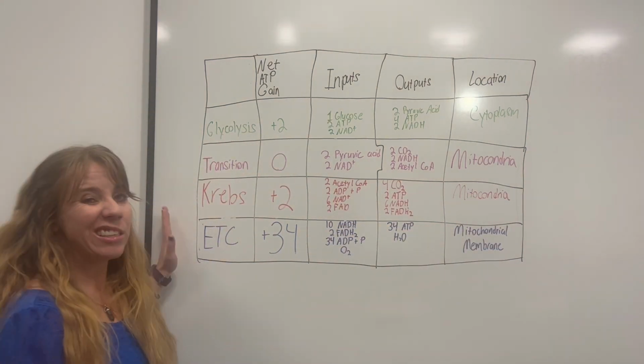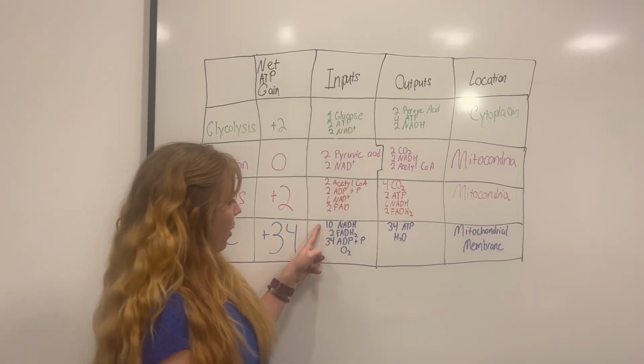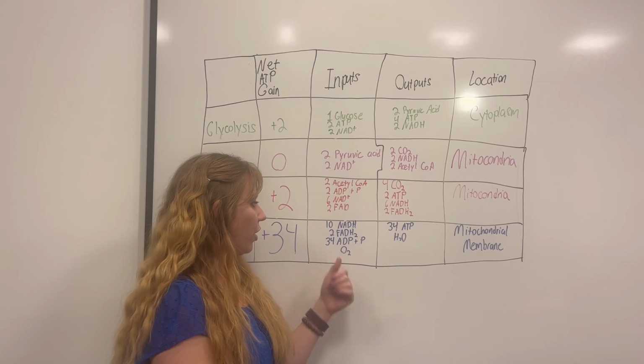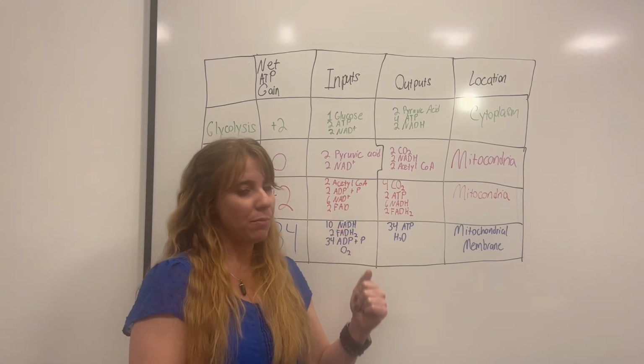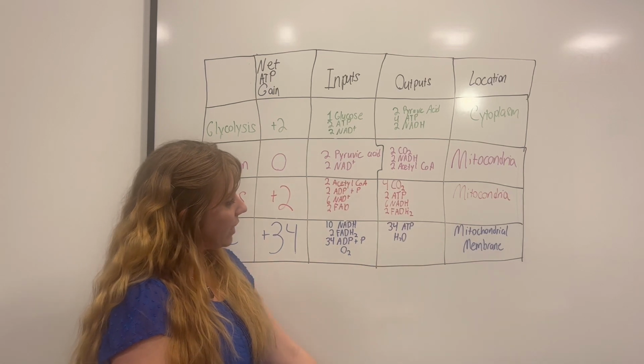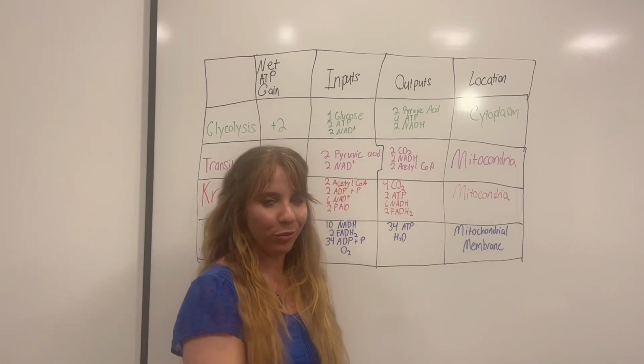Our last one is the ETC. This is 34, a whopping 34. Our inputs are 10 NADH and 2 FADH2. We have 34 ADP plus P, and oxygen. Our outputs are 34 ATP and water, and this happens in the mitochondrial membrane, like our beautiful picture over there.